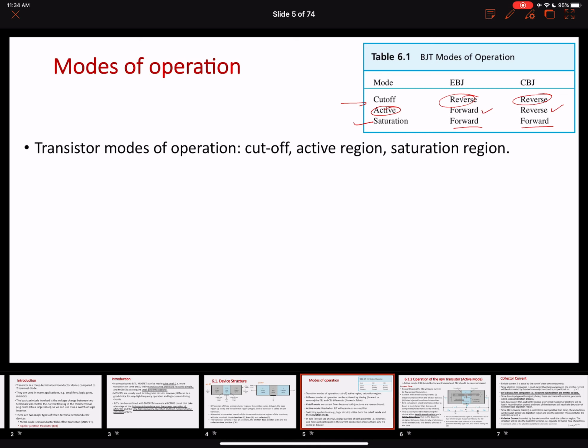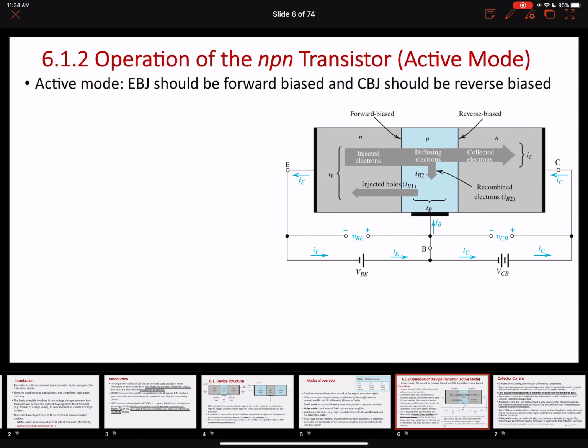Okay, so specifically for the active mode, we saw how the current will flow. This is for the NPN transistor being operated in the active mode, which means that our emitter-base junction is forward biased and the collector-base junction is reverse biased, right? Our emitter-base junction is forward biased, where our P type is at a higher potential as compared to the N type, and our collector-base junction is reverse biased over here, where our collector, which is N type, is at a higher potential as compared to the P type. So we saw how the current will flow.